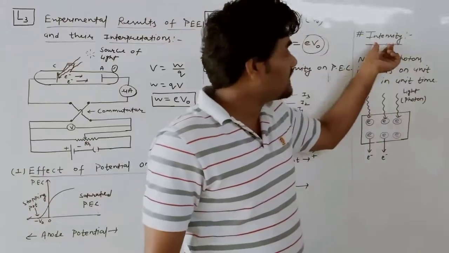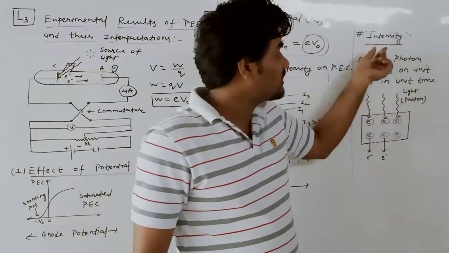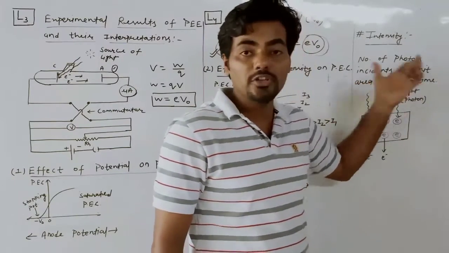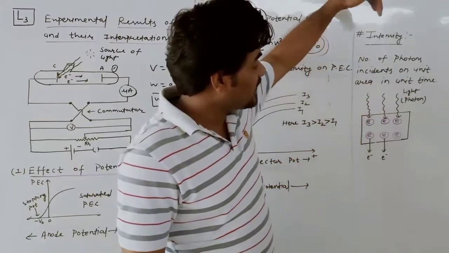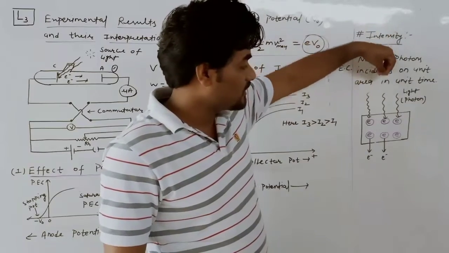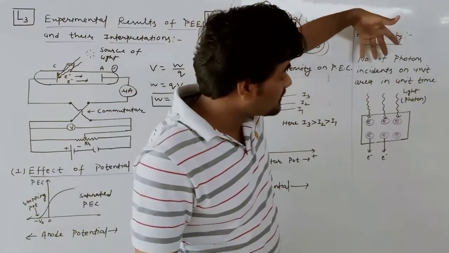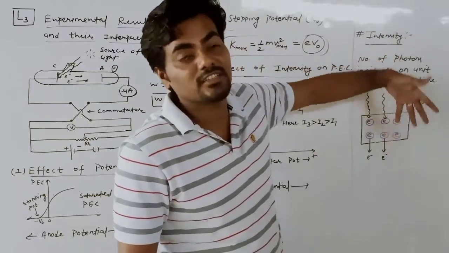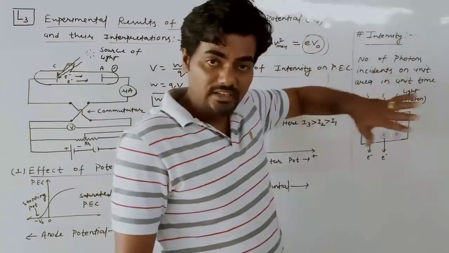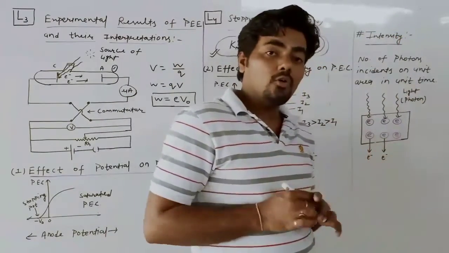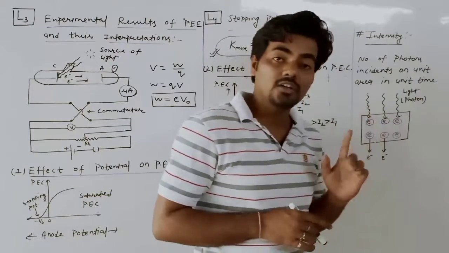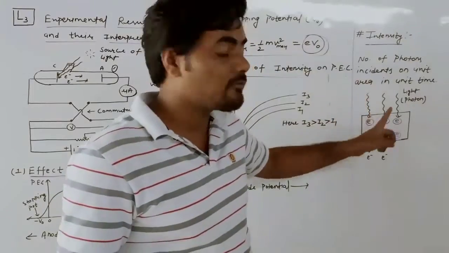Now the intensity of the light is directly proportional to the number of photons incident on a unit area in unit time. If the intensity of the light increases, it means the number of incident photons increases. According to Einstein, one photon interacts with only one electron. So one photon may emit one electron.